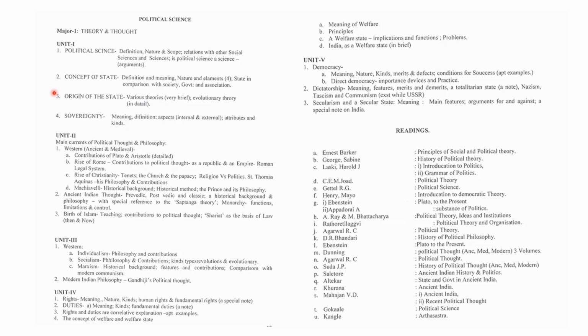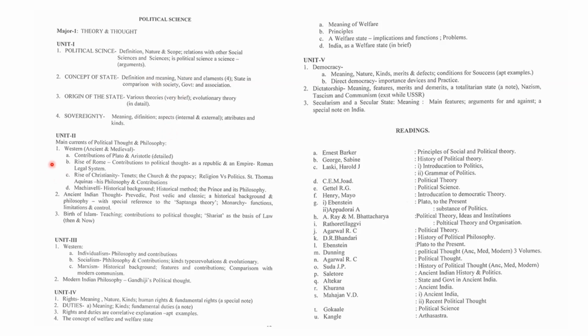What is a state, what are its elements, and an explanation of those elements, and its comparison with society, government, and association. And then you have the origin of state, how a state emerged, what are various theories. You'll be learning very interesting theories in this. Next one is about sovereignty, what is its meaning, definition, its aspects, and its types or kinds, we can say. So this is about the first unit.